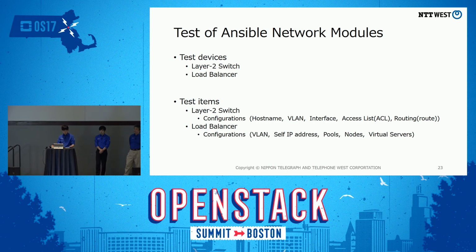Then, I'd like to show our test results of Ansible network modules. In our test, a Cisco Nexus 5548 switch and an F5 BIG-IP i2600 load balancer are used. Using these devices, we perform fundamental configuration to build an OpenStack provider network system. For example, we configure hostname, VLAN, interface, access lists, and static routes at the Nexus switch. Moreover, we configure VLAN, self-IP, pools, nodes, and virtual servers at the BIG-IP load balancer.